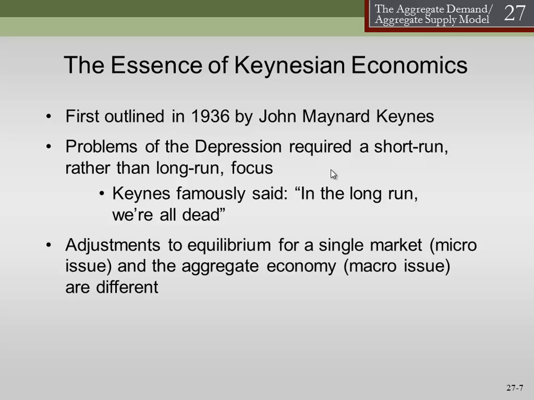So adjustment to equilibrium for a single market, a micro issue, and for the aggregate economy, a macro issue, are different. Here we've got this idea, the fallacy of composition, that the parts sum up to the whole. Well, the problem is sometimes in complex systems, like the macroeconomy, the whole can behave differently than the individual parts of that system will behave.